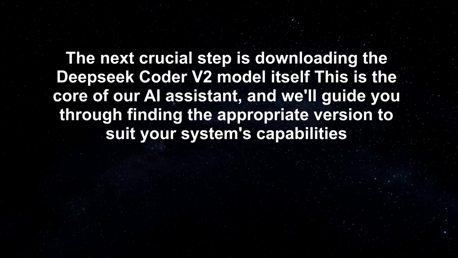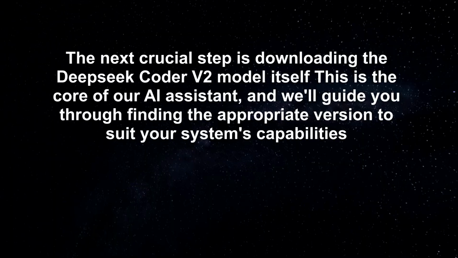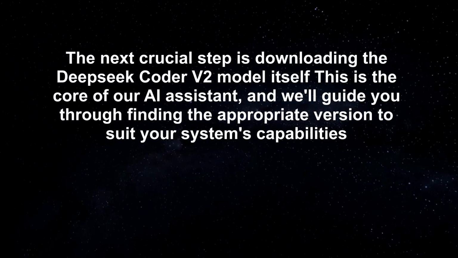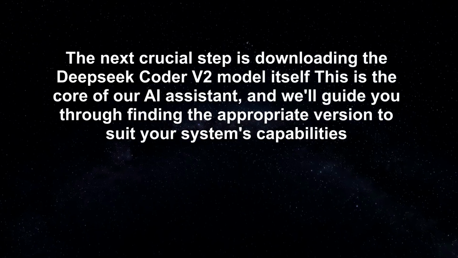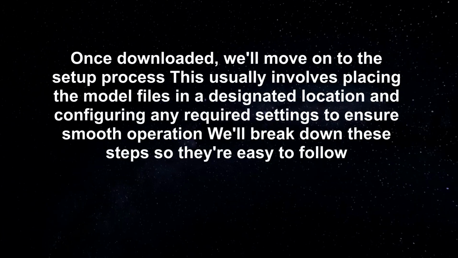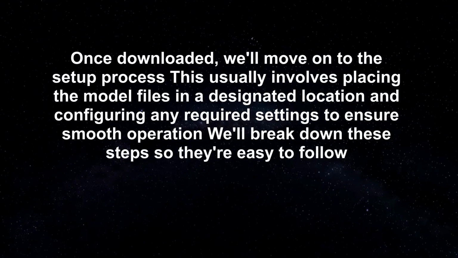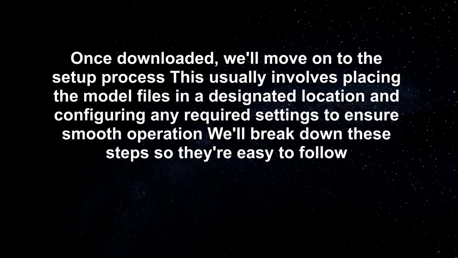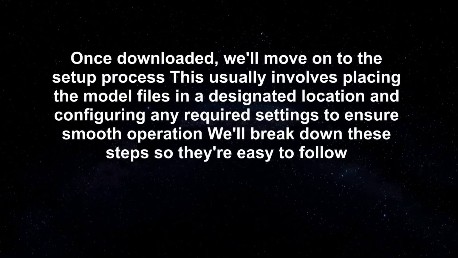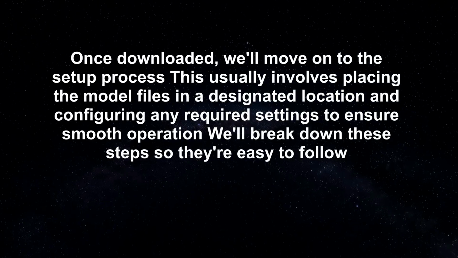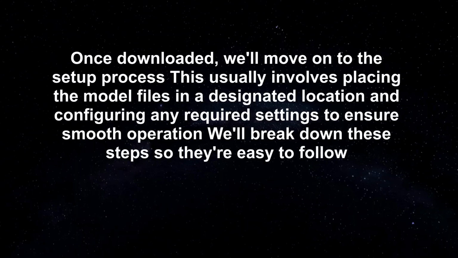The next crucial step is downloading the Deepseek Coder V2 model itself. This is the core of our AI assistant, and we'll guide you through finding the appropriate version to suit your system's capabilities. Once downloaded, we'll move on to the setup process. This usually involves placing the model files in a designated location and configuring any required settings to ensure smooth operation. We'll break down these steps so they're easy to follow.